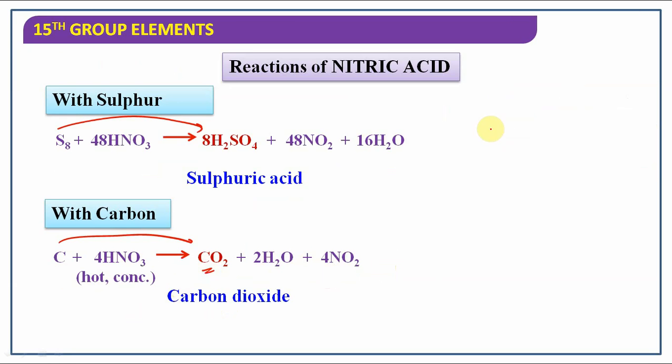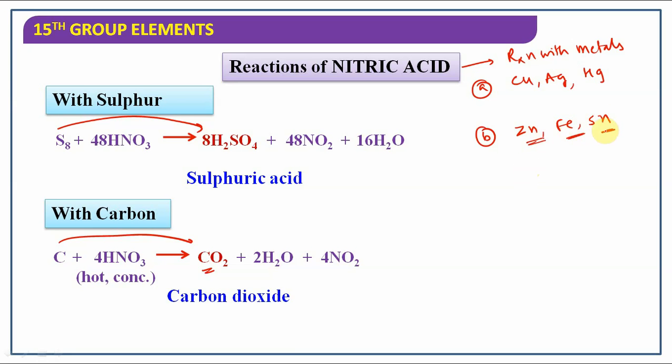Is it clear? So, we have discussed nitric acid reaction with the metals. Under that, metals below hydrogen in the electrochemical series like copper, silver, mercury, as well as the second category, metals above hydrogen in the electrochemical series like zinc, iron, tin. All of those react in a similar manner. Corresponding metal salt will be obtained. Now, second category, what do we have?